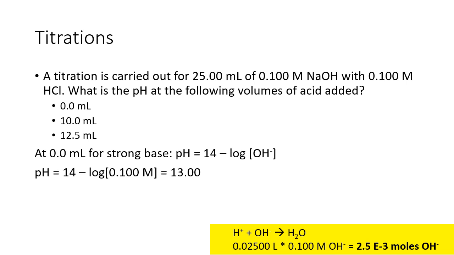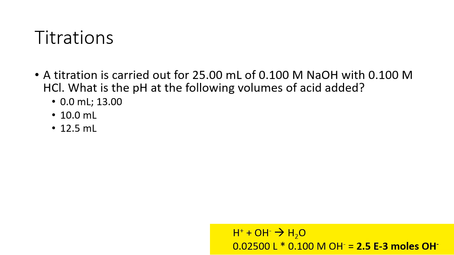All right, so now let's go on and do the 10 milliliter and 12.5 milliliter points. We know that at 0, we're at 13, so let's find out what happens at 10. At 10 and at 12.5, we know that the amount of stuff in the flask is less than the amount of stuff that we've added from the burette. So the titrand is greater than the titrant.